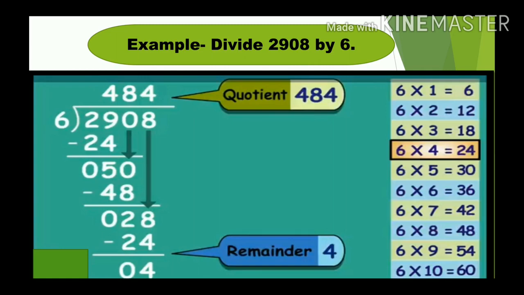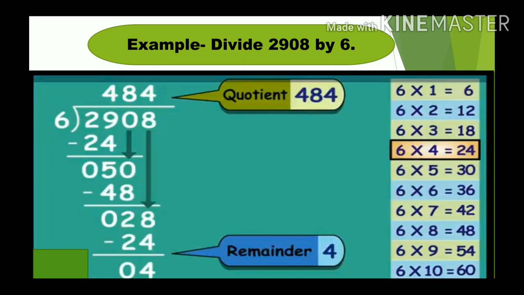After that count the table of 6. How many times do we get a number which is smaller than or equal to 29? So we'll see 6 fours are 24, which is less than 29, and it will be subtracted. 24 is subtracted from 29. After that we can see 9 minus 4 is 5 and 2 minus 2 is 0. So after 0 you will write down 0, so it will become 50.